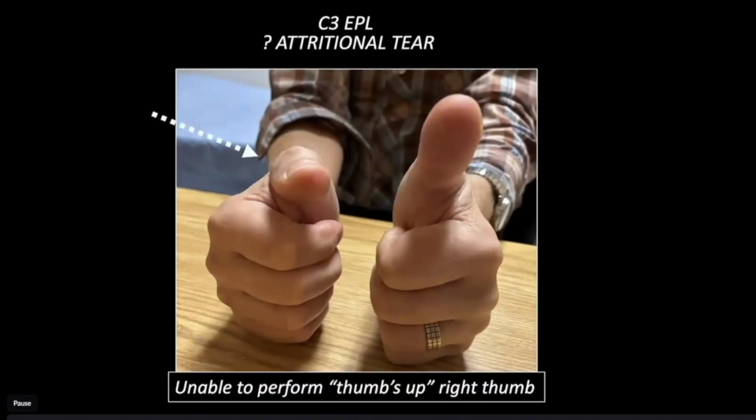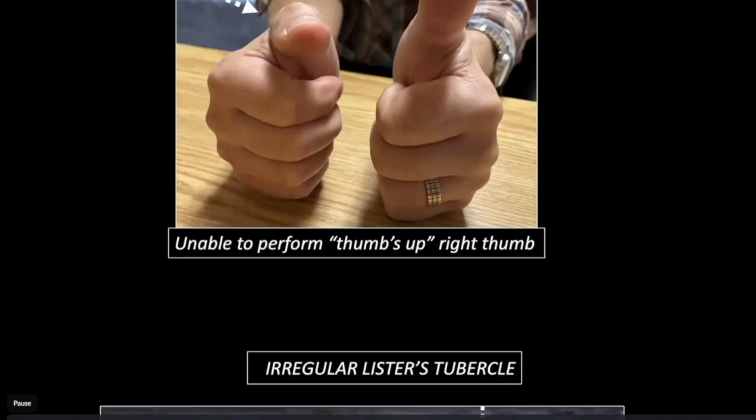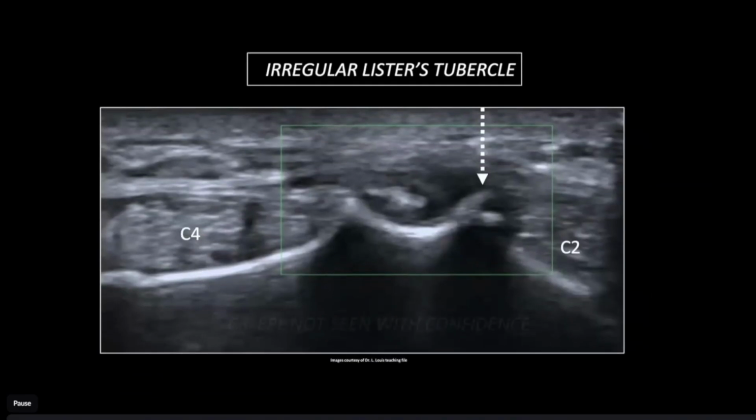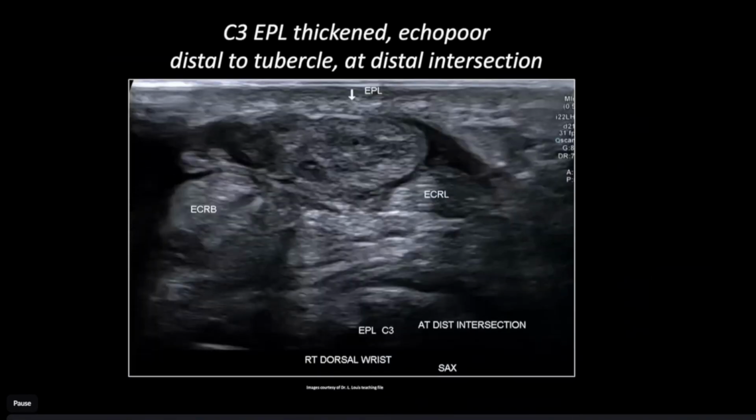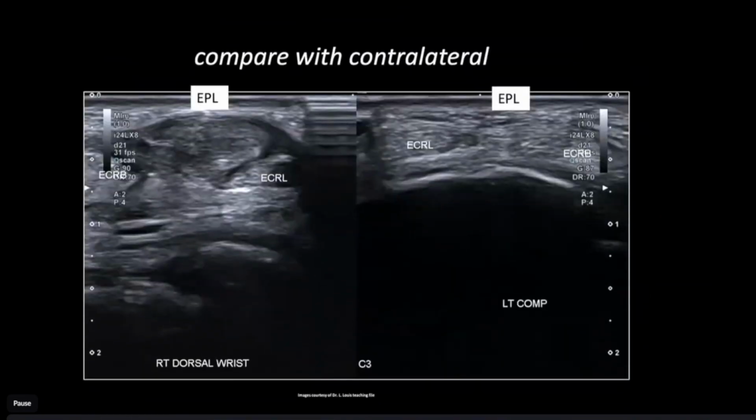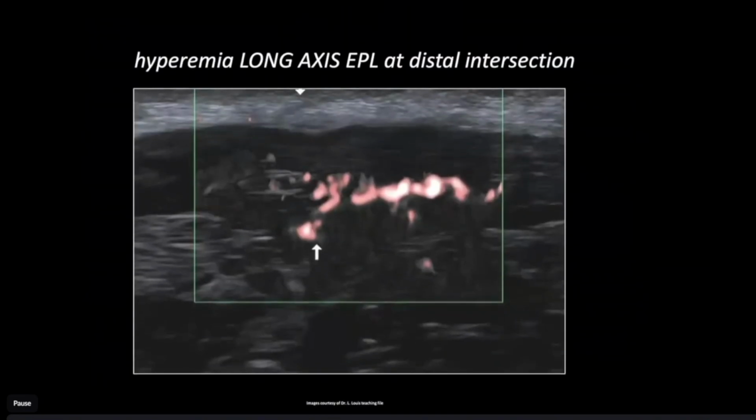This is a question of EPL attritional tear. This patient wasn't able to perform a thumbs up on his right thumb. He had a very irregular Lister's tubercle, and I couldn't really see the EPL with confidence. Not sure. You could see distal to that location that it was echopoor and really thick, and that's at the distal intersection. Comparing with the contralateral, again, you can see quite a difference between the two.